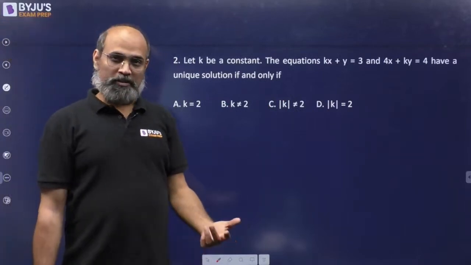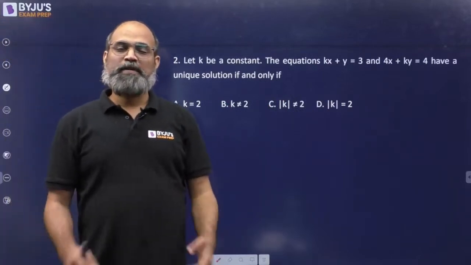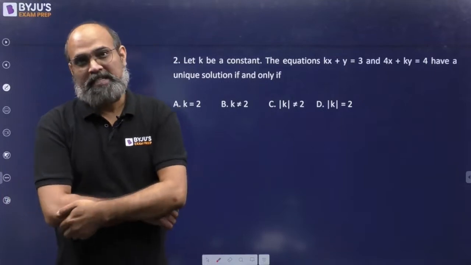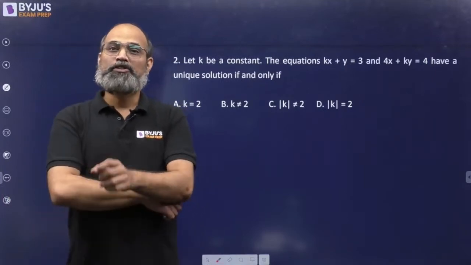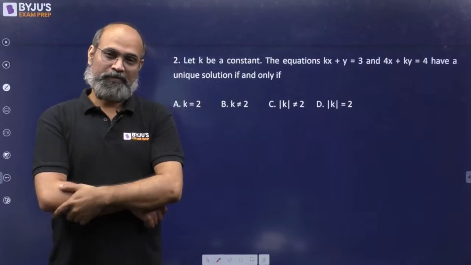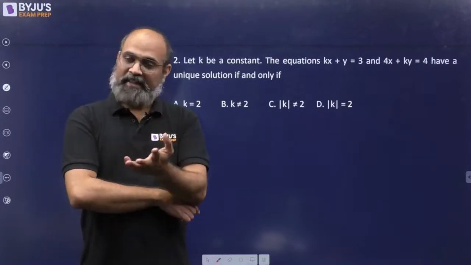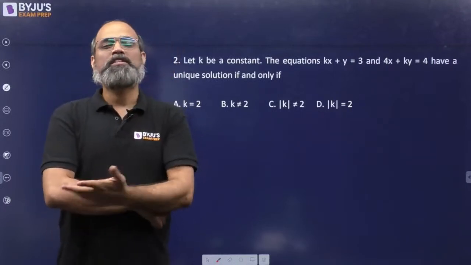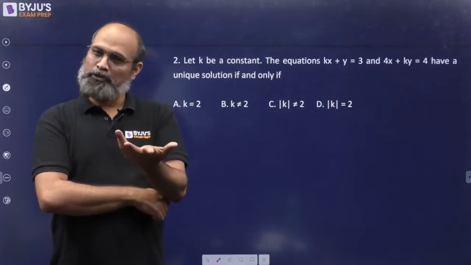Next. Let K be a constant. The equations Kx plus y is equal to 3 and 4x plus Ky is equal to 4 will have a unique solution if and only if. So in the case of simultaneous linear equations in two variables, what is the condition to have a unique solution?